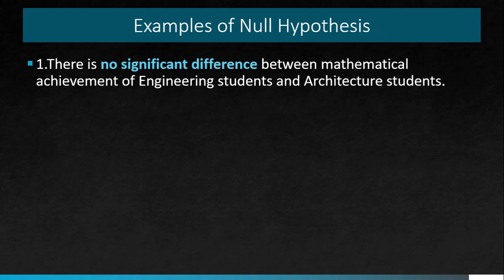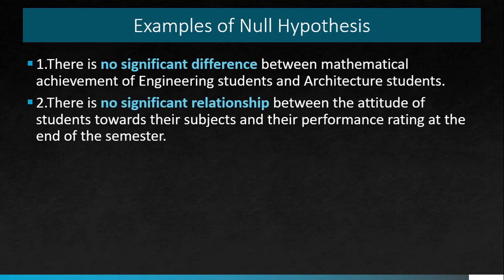Okay, it expresses objectivity. So it does not say that engineering students have, let's say, higher mathematical achievement over architecture students or vice versa. That's why it's considered to be a null hypothesis, because it does not really state that one variable has a more positive characteristic over the other variable.